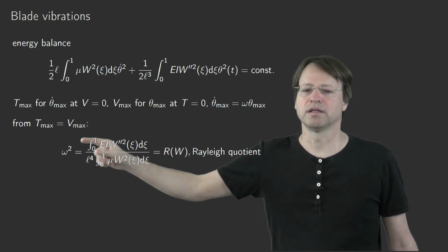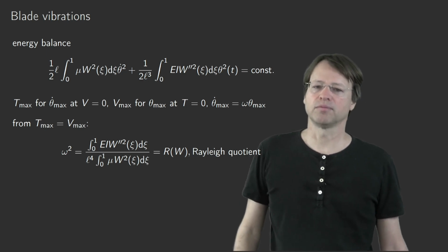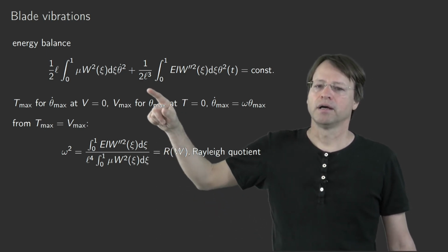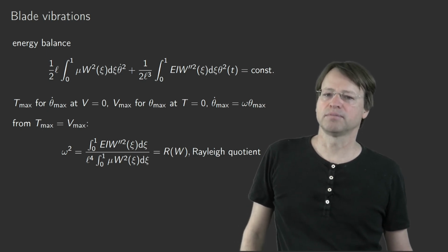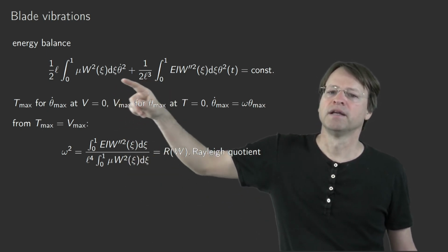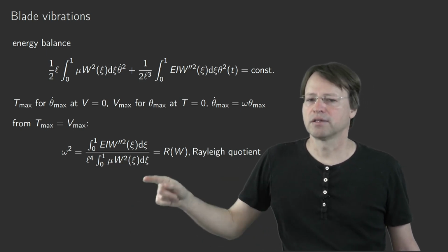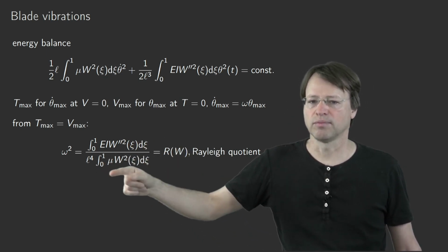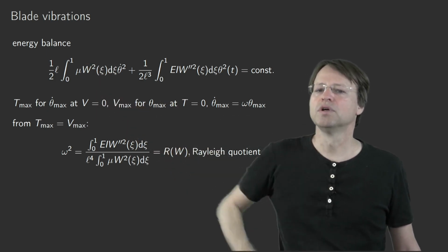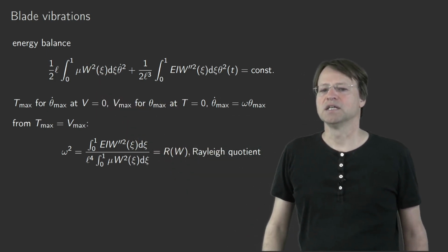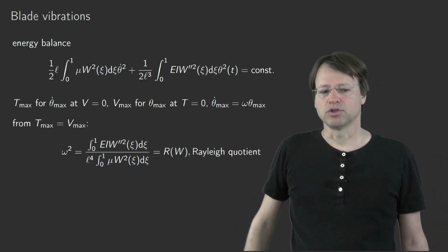So I would say the numerator stems from the potential energy. The half here, the two halves go away. You divide by 1.5, and you get L to the fourth power in the denominator, and the rest in the denominator stems from the kinetic energy. It's the integral 0 to 1 mu W squared d psi. And that quantity is termed the Rayleigh quotient.